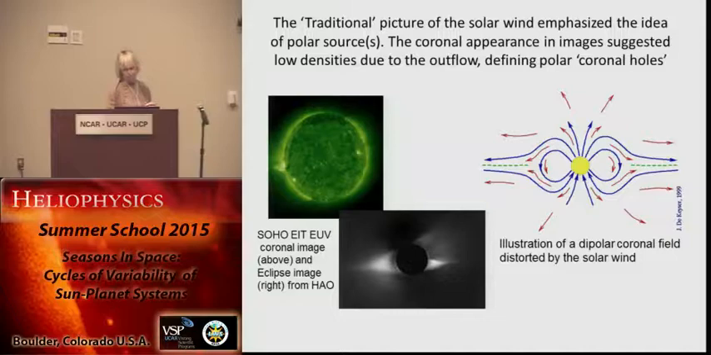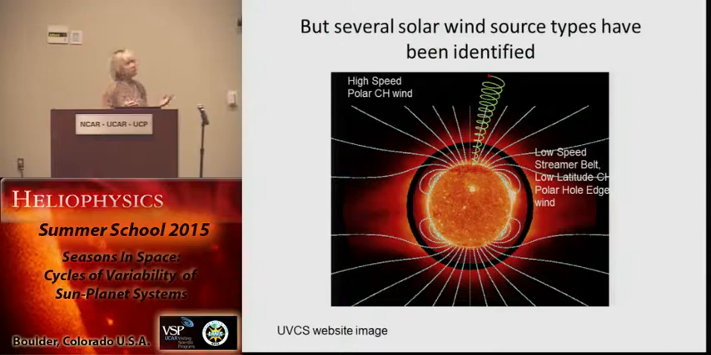And of course, these early pictures, when people began to take images of the sun in X-rays and in EUV fluxes and saw these dark spots at the poles that suggested evacuation of material, and also in some eclipse pictures, which showed two nice streamer belts, jived with the dipole picture. And that was the way people liked to think. But now things began to get more complicated.